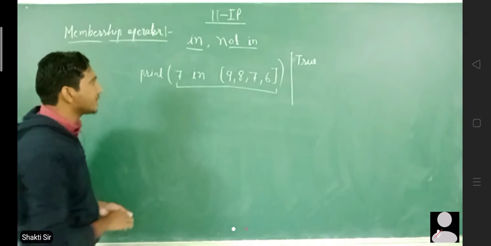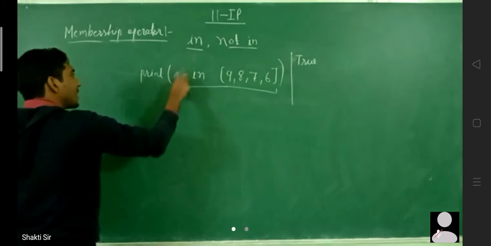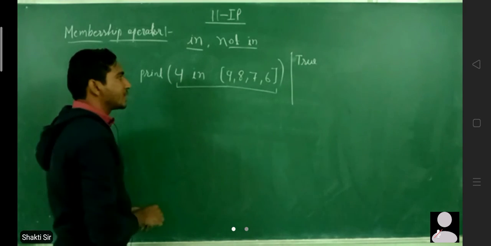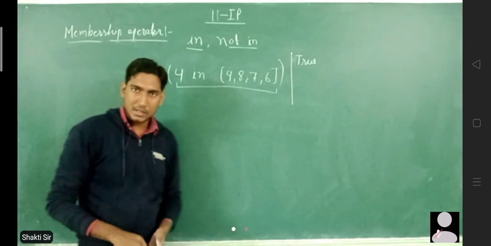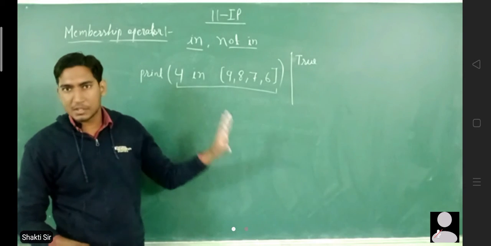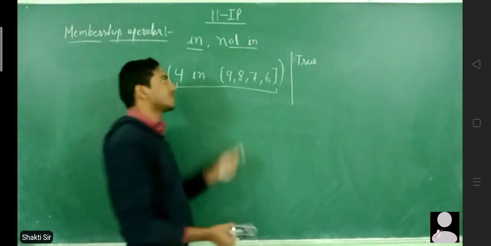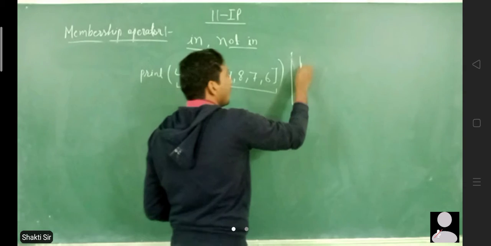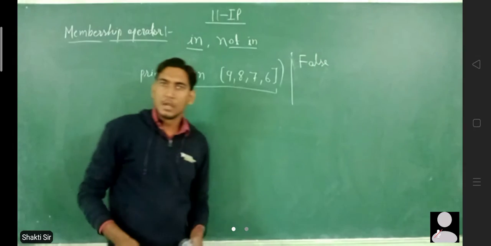So suppose in case I use here 4, and then in that case what will be the output? Whether 4 in 9876, क्या 4 जो है वो 9876 में है? No, 4 is not in 9876. So basically this statement is false. So the output here will be false.